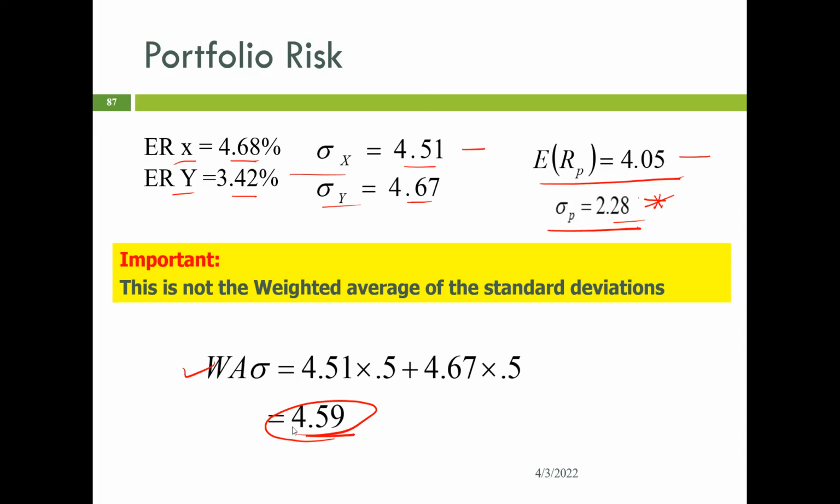Right. So now when you calculate the weighted average standard deviation, the number is 4.59, but our actual portfolio risk is 2.28. This is actually based on the covariance of these two stocks' returns. If you construct a portfolio using X and Y, your real actual portfolio risk is 2.28. But if you just calculate the weighted average standard deviation, it is 4.59. So this portfolio risk is less than the weighted average standard deviation.